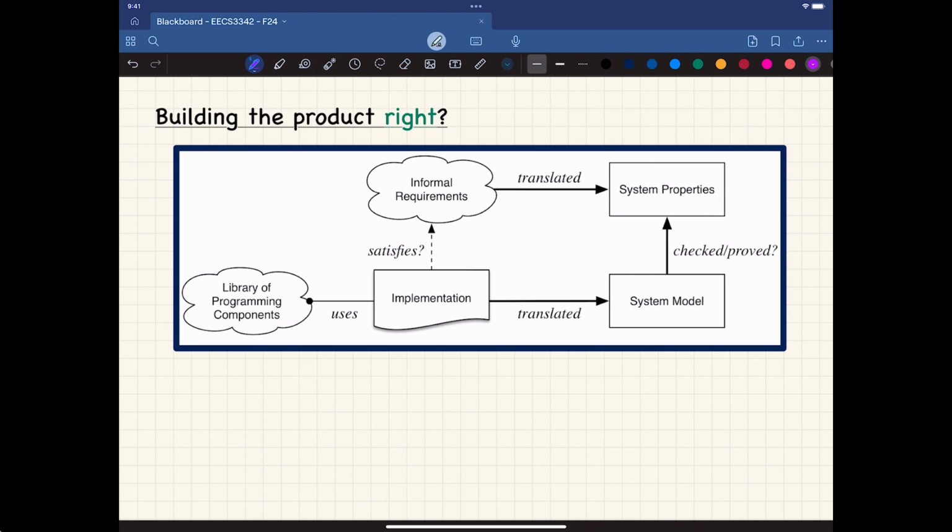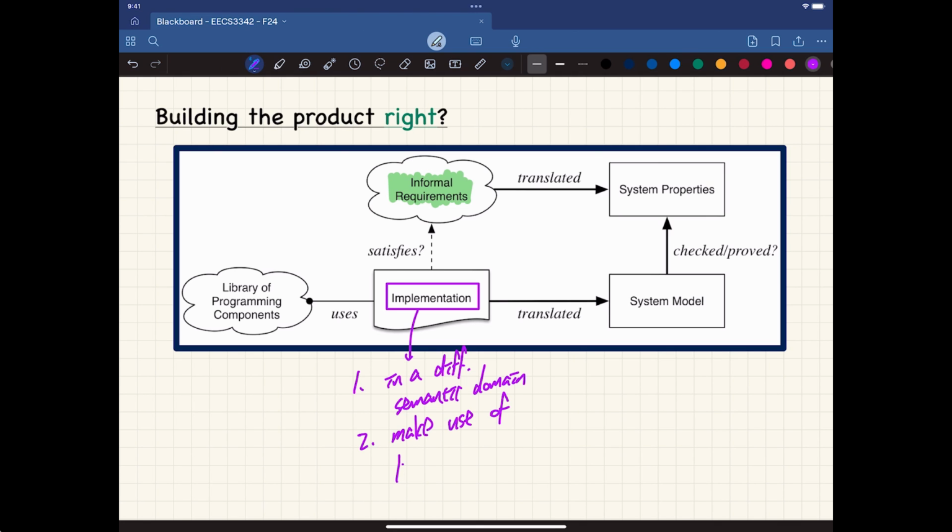What I want to really highlight to you is this. This is informal, and this implementation over here is really in a different semantic domain. And to be realistic, also it has to make use of library classes or library modules. Let me say library modules.